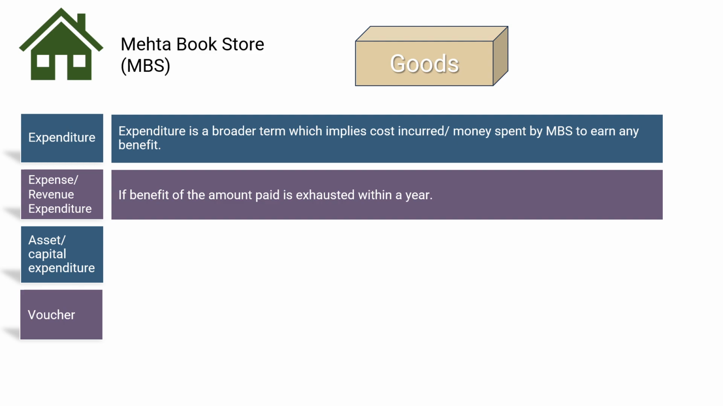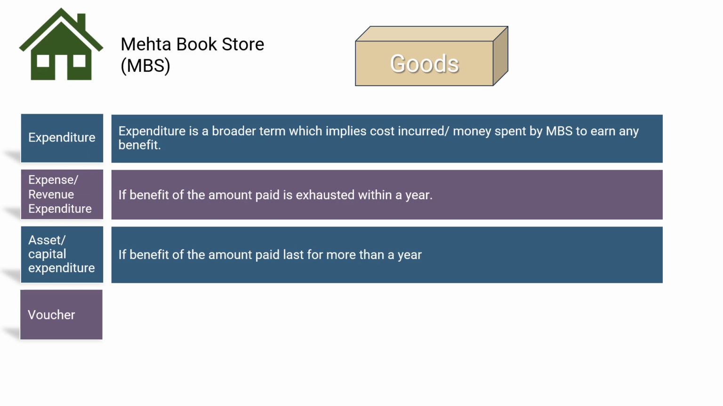But what is capital expenditure? Capital expenditure is otherwise called assets, because we pay the money, buy the stuff, and we use it for a longer period of time, like the chair and table. We paid the money, so it's kind of an expenditure we incurred. But the benefit of it is derived for a longer period of time. So the chair and table bought by the Mehta bookstore will be utilized for more than a year. So the benefit lasts for more than a year. It is called capital expenditure.